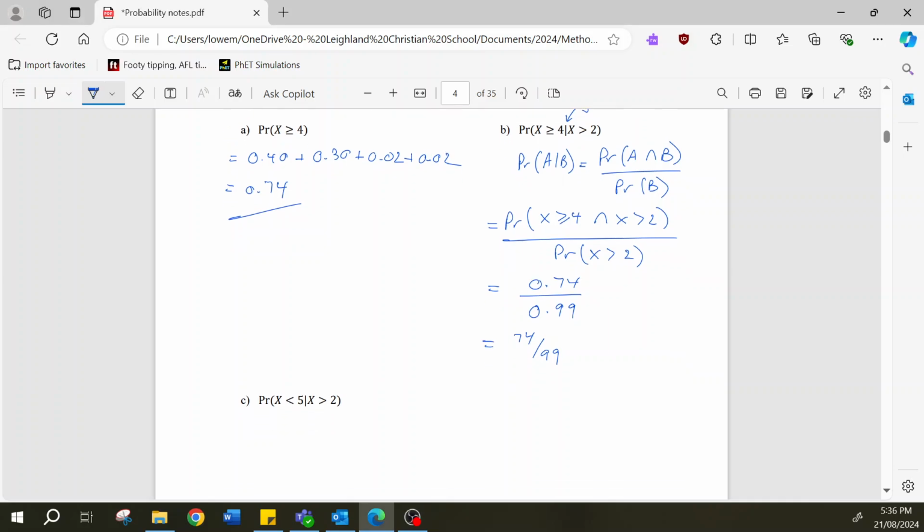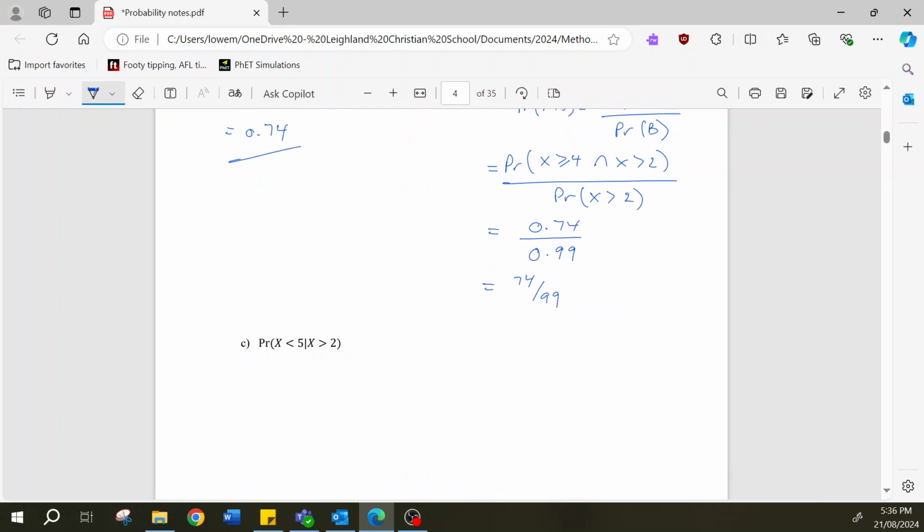Alright, the last one that we've got here: what's the probability that x is less than 5 given that it's greater than 2? Using our conditional probability formula, that is the probability that x is less than 5 and x is greater than 2, divided by the probability that x is greater than 2.